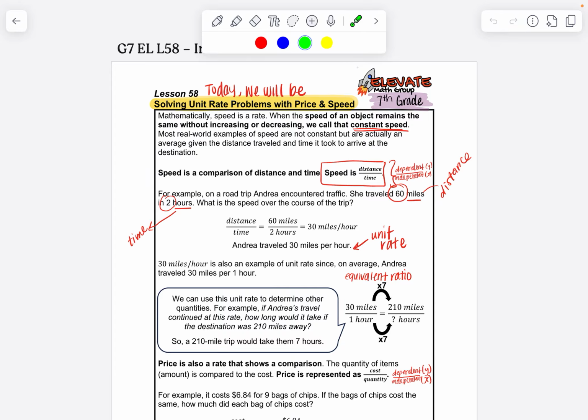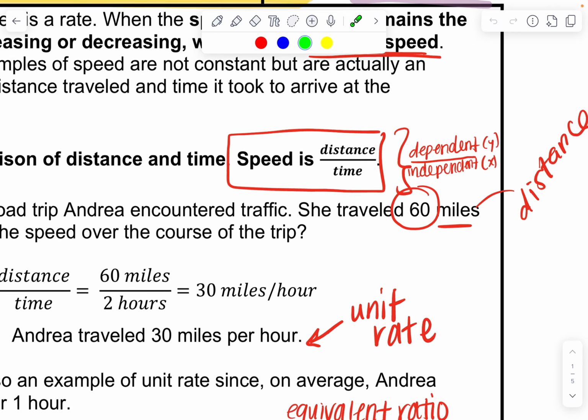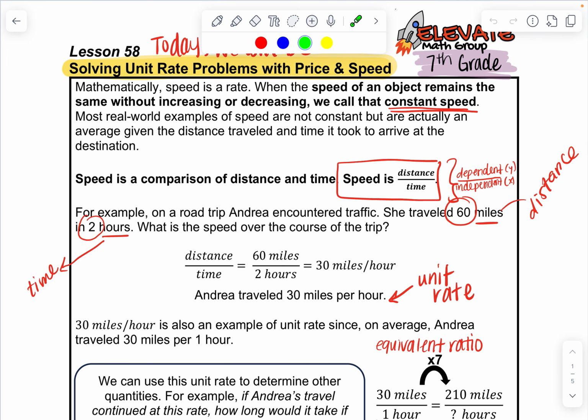In order to find speed, you have to do distance divided by time. In other words, you have to do the dependent variable divided by the independent variable. In other words, you have to do y divided by x. We have been doing this over the past few days, so students should not be confused.